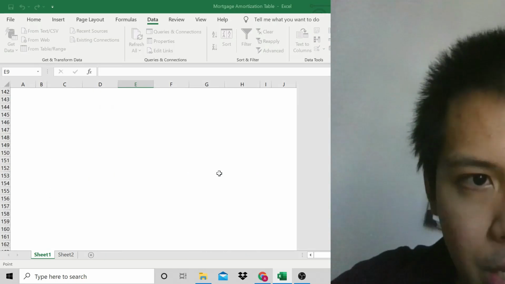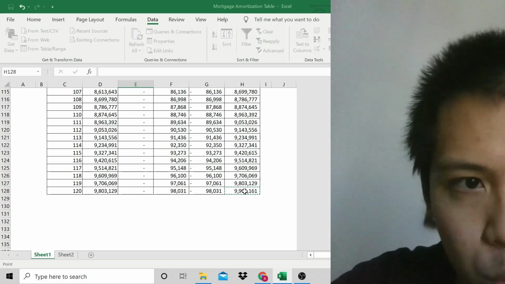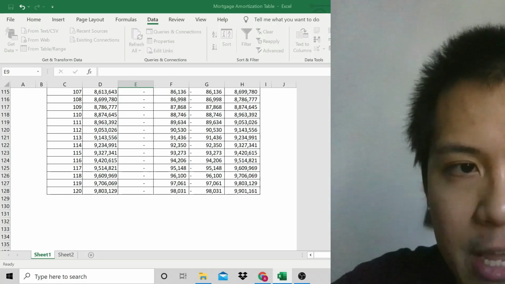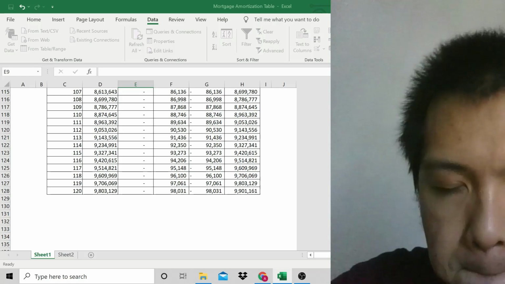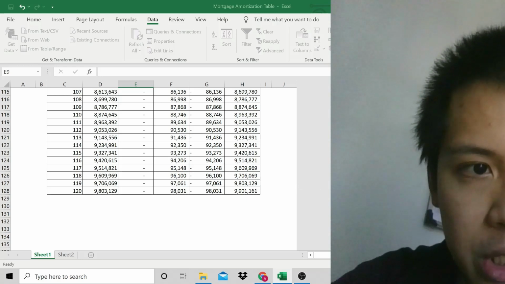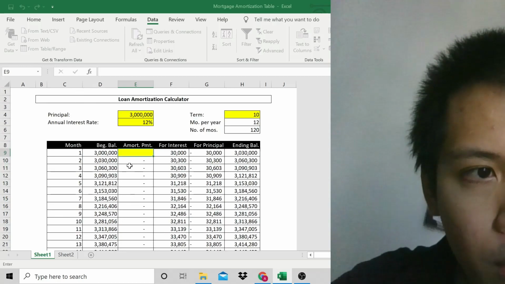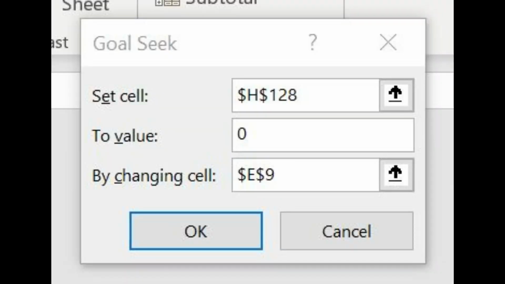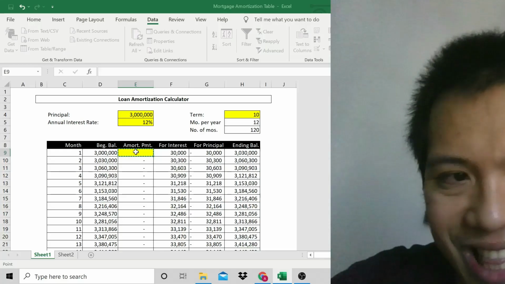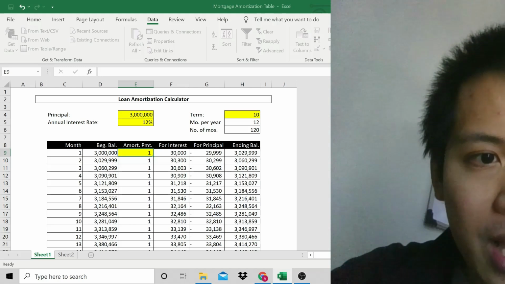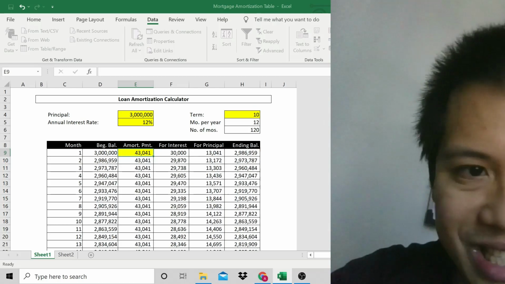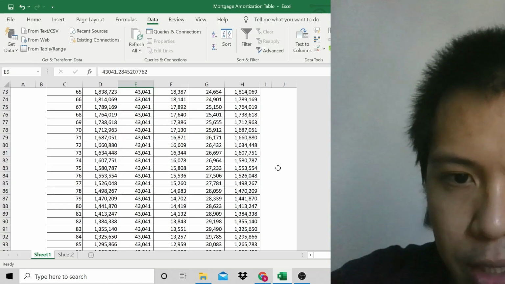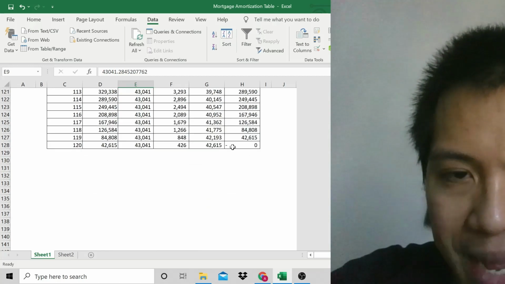So the condition is that H128 should be equal to 0. In other words, the loan should completely be paid by the end of 120 months. By changing cell, of course, we're going to change the amortization payment because we do not know what this is. And then just press enter and then OK. Excel will do the rest. So notice that at the end of the table, you would have a zero balance by the end.